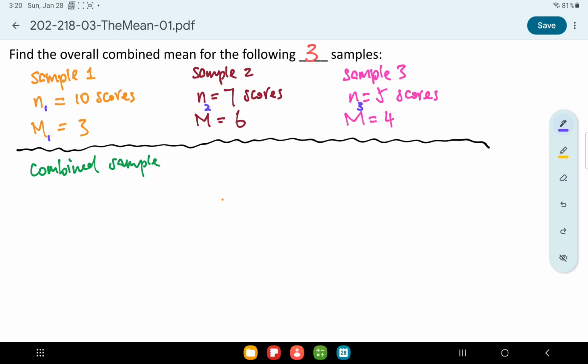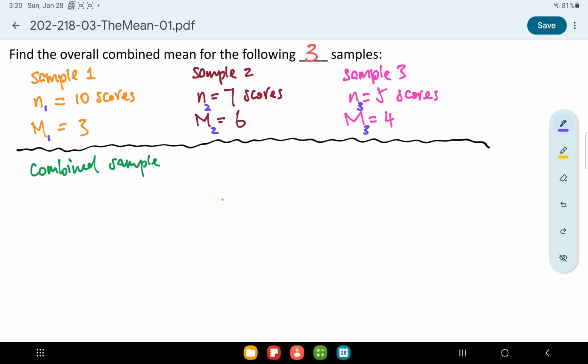Now, what about M? Can we use the same subscript? Absolutely. M1 is the mean for sample 1. M2 is the mean for sample 2, which is 6, the value of 6. M3, the mean for sample 3. All right, sample 3.